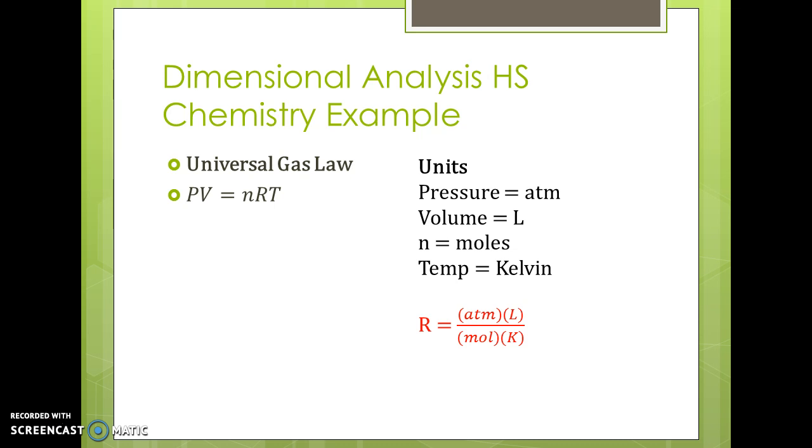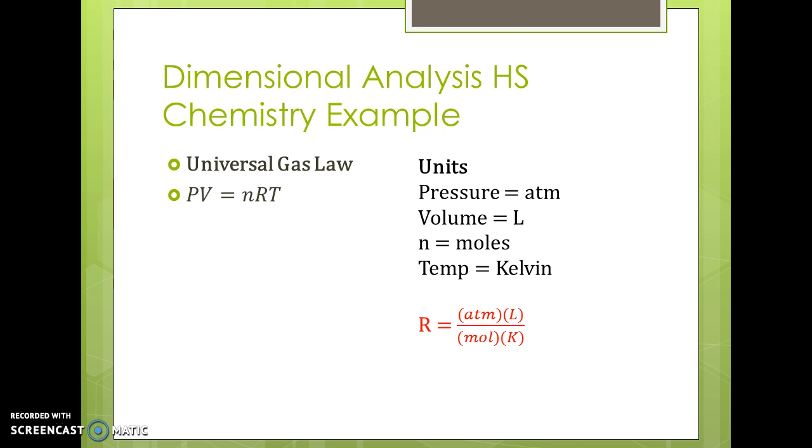In this equation, P stands for pressure, V stands for volume, n is moles. If you aren't familiar with what a mole is, it is just a large number. It refers to 6.02 times 10 to the 23rd of something. So just like a dozen is 12 of something, a mole is 6.02 times 10 to the 23rd of something. And then temperature has to be in Kelvin. In this equation, R is a constant.